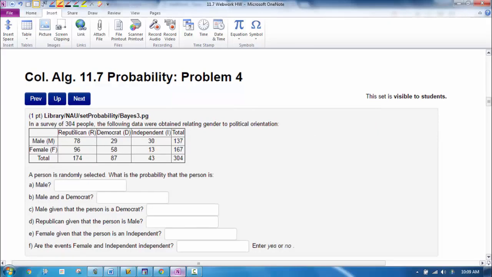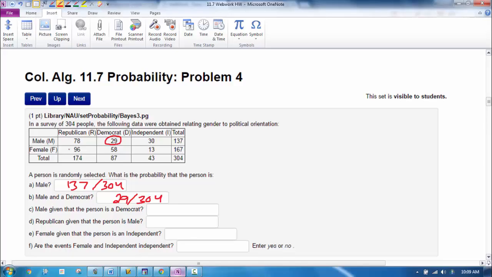The next problem says, in a survey of 304 people, the following data were obtained relating to gender and political orientation right here. A person is randomly selected. What's the probability the person's male? That'd be a total of males is 137 out of the total number of people, which is 304. All right, male and Democrat would be 29 out of the total people, which is 304.